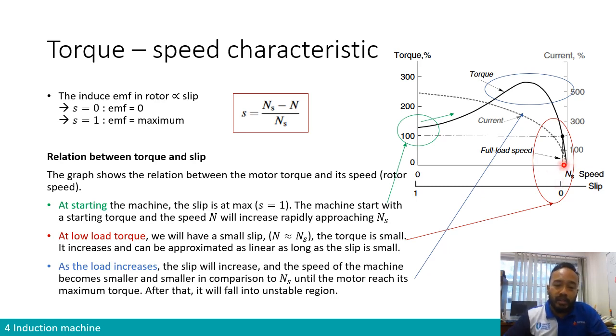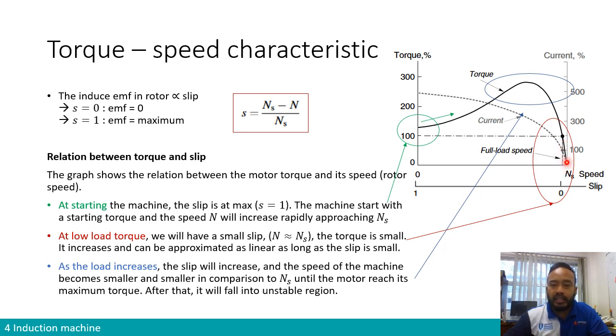It is very close to zero. We have the slip that is very small. The speed of the rotor is very close to the synchronous speed. So the torque is very small. It increases and can be approximated as linear as long as the slip is small.